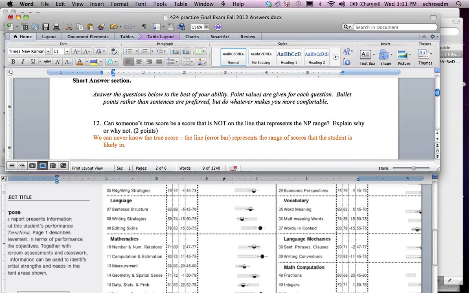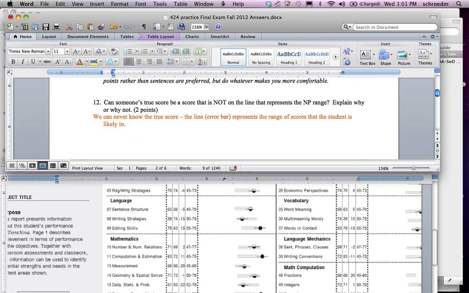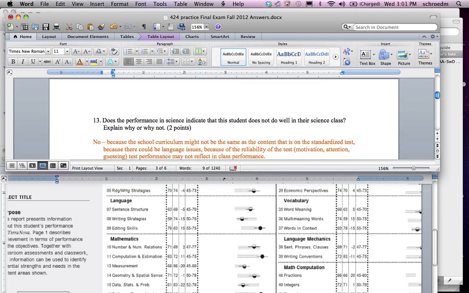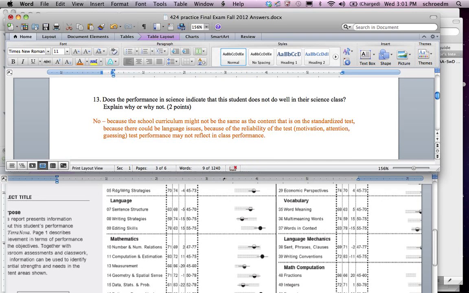In the short answer section then, we've already talked about the fact that somebody's true score doesn't have to be on the line that represents a national percentile range. I'd like you to explain why or why not that's there, self-explanatory. Next question, does the performance in science indicate the student does not do well in science class?